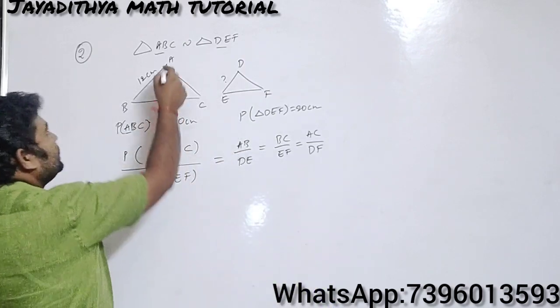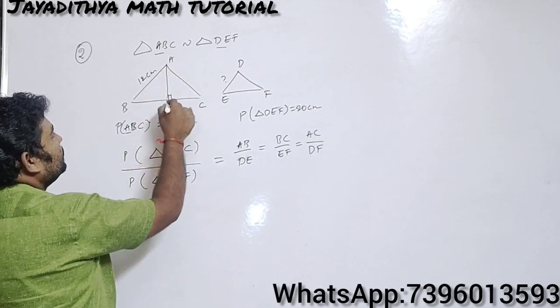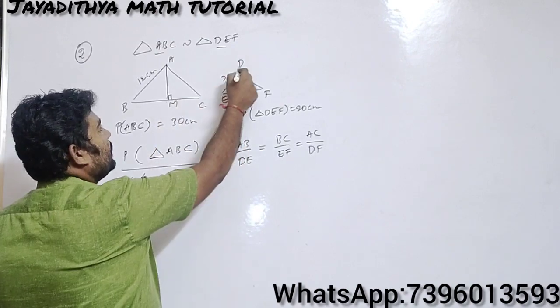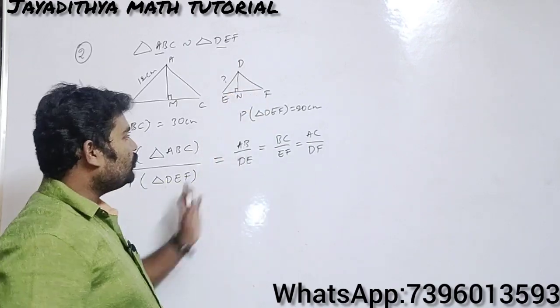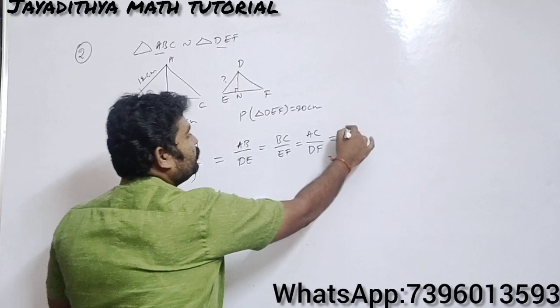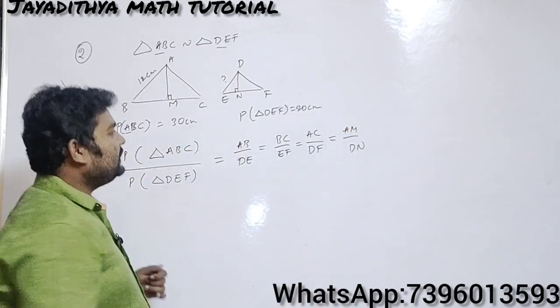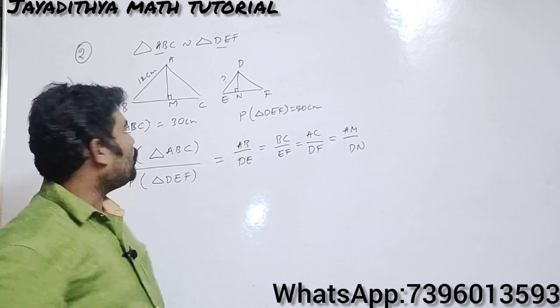For example, see here, I am taking the height of the first triangle as AM, and the height of the second triangle as DN. So this will be equal to their heights also. So you can write it as AM by DN. And also this ratio will be equal to the ratio of their corresponding medians.